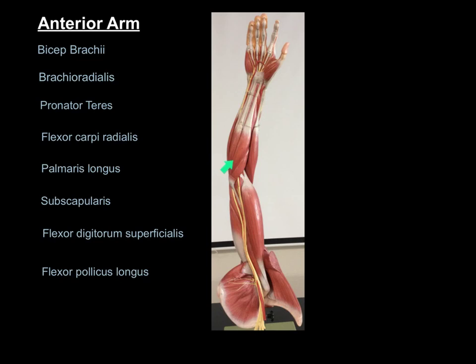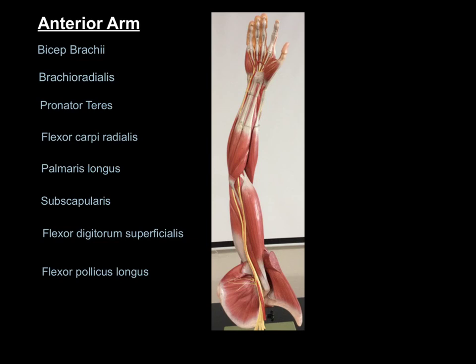Pronator teres, right there. Next up, again, like I had said, if you follow tendons, sometimes that's helpful. So for this next muscle, I'm going to follow the tendon, and I can follow it to, again, the wrist. It stops at the wrist, and it's more so the thumb side of the wrist. So I'm thinking lateral side or thumb side, that's the radial side of the arm, and the wrist is always known as the carpal area.